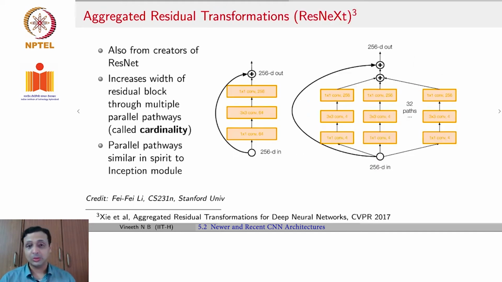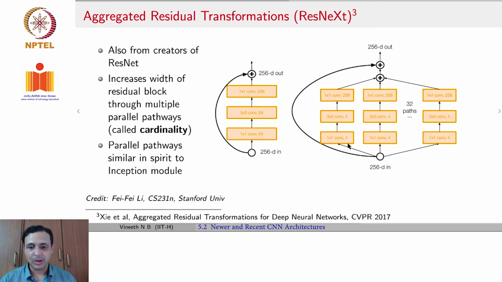Another work, again by the creators of ResNet, was known as aggregated residual transformations, which was also called ResNext. As the visual shows, if the left block is the original residual block, the right block, which was what was proposed in ResNext, has multiple branches in each residual block.